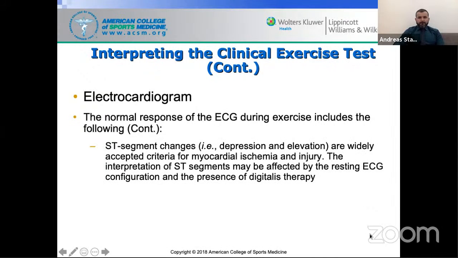All right. So as you can see here, and that's what I want you to remember, ST segment changes are widely accepted criteria for myocardial ischemia and injury. However, the interpretation of ST segments may be affected by the resting ECG configuration in the presence of digitalis therapy. So when you're taking meds, if you're having some cardiac issues, that may affect that. Also, the way your ECG looks after or during those tests has to be compared to how it looked before.